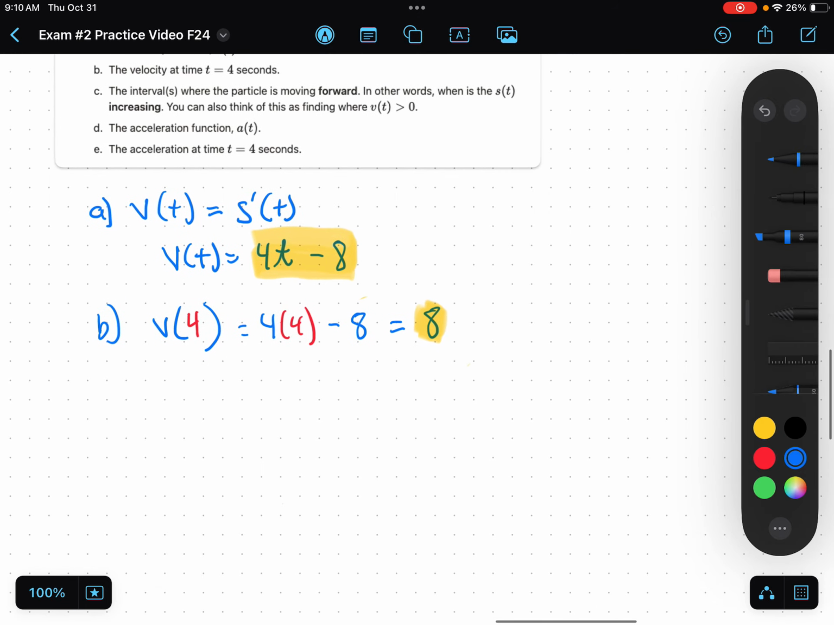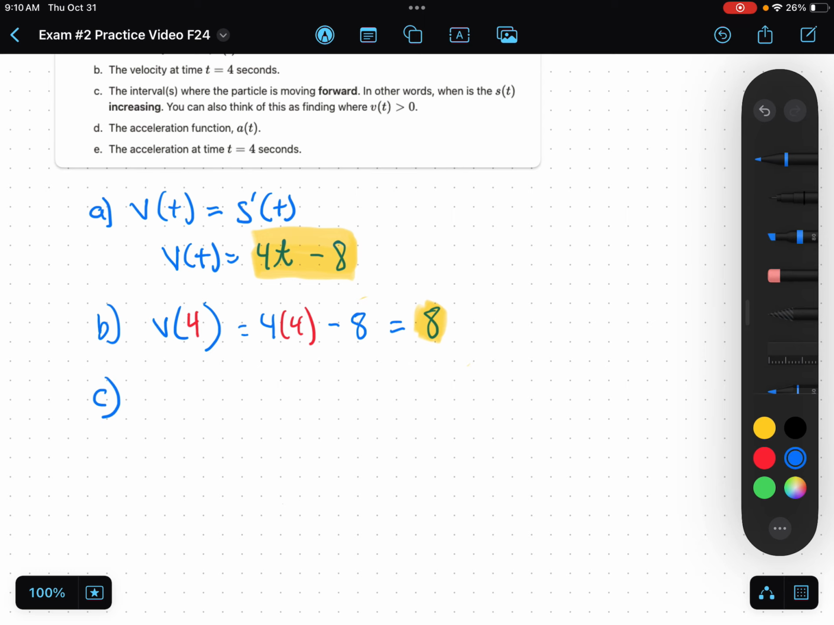Now letter C asks us sort of a physics question. And that is, when is our particle moving forward? In other words, when is s of t increasing? And the way we check that is we look for when the velocity is positive. So when your velocity is positive, that means you're moving forward. Or if you're on a number line, you're moving to the right. Velocity is kind of like a vector. It has a magnitude, which is your speed, and it has a direction. Too much physics talk there.